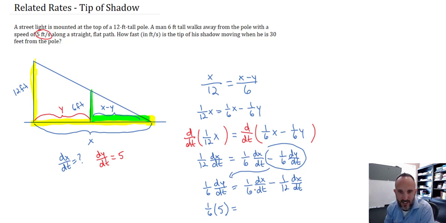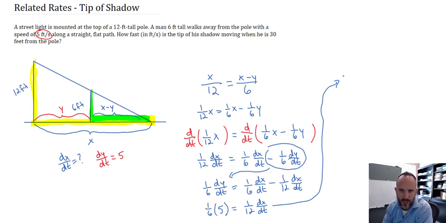And on the right side I have two terms with dx/dt. I need to combine those. So if I've got 1/6 dx/dt minus 1/12 dx/dt, I could factor out the dx/dt, or I could just subtract 1/6 minus 1/12, which gives me 1/12 dx/dt. So whether you factor out the dx/dt or you subtract, you get the same thing. And so now we can finish solving for dx/dt.